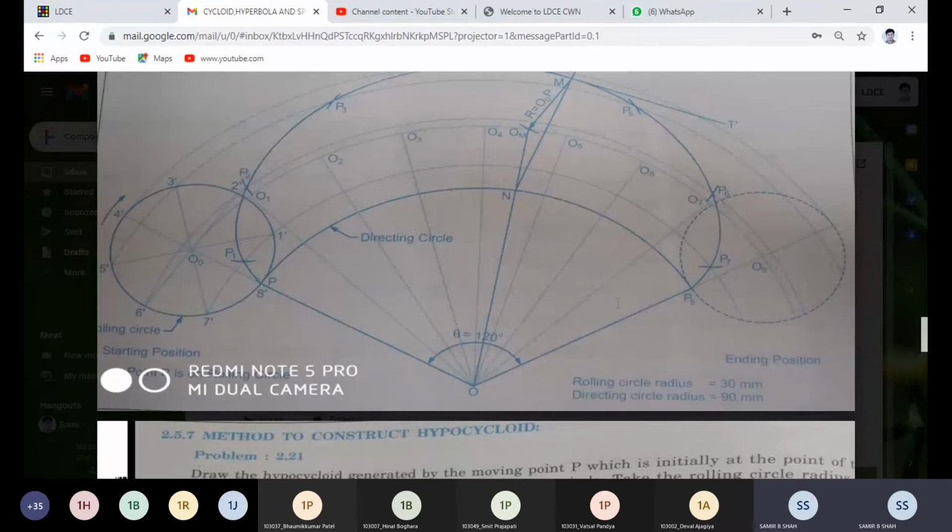Now you may divide this circle in an equal number of parts. Here 120 degrees, so if you want to divide in 12 parts, then 10 degrees each, and if you want to divide in 8 parts, then 15 degrees each. Okay.